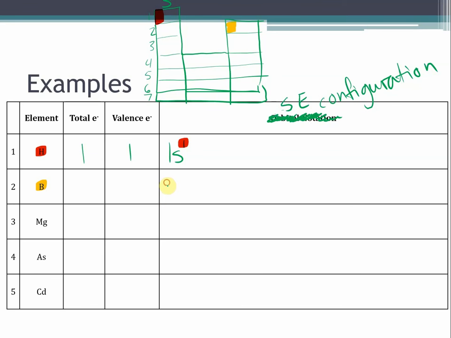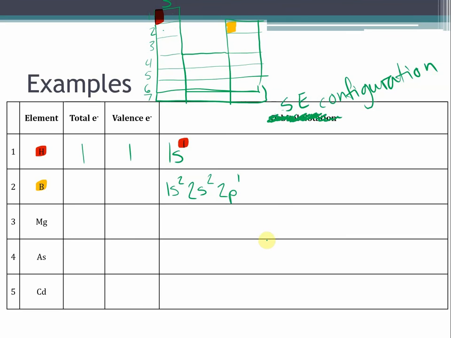So 1s is full. It has 2 electrons, right? We're just reading across our table. 1, 2, full. And then we finish that row, start here, 2s. 1, 2, full. Then comes 2p. And boron is the first thing there. So it's 2p with only 1 electron.